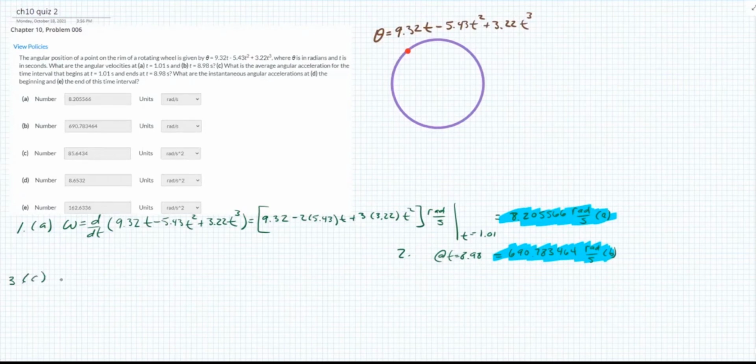In the olden days, old school, we had acceleration defined as change in velocity over change in time. Now in the rotational world, we don't have acceleration, we have angular acceleration. Alpha is equal to the change in angular velocity over the change in time. So I'm just going to do final minus initial, at 8.98 seconds. Let's do omega final minus omega initial over t final minus t initial.